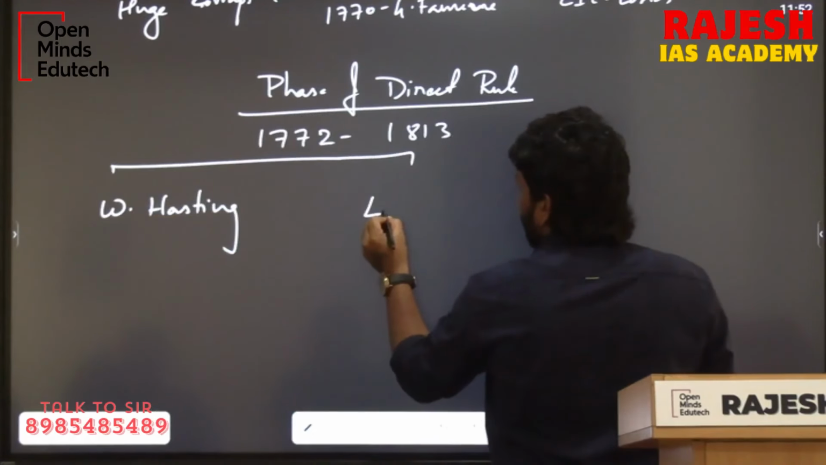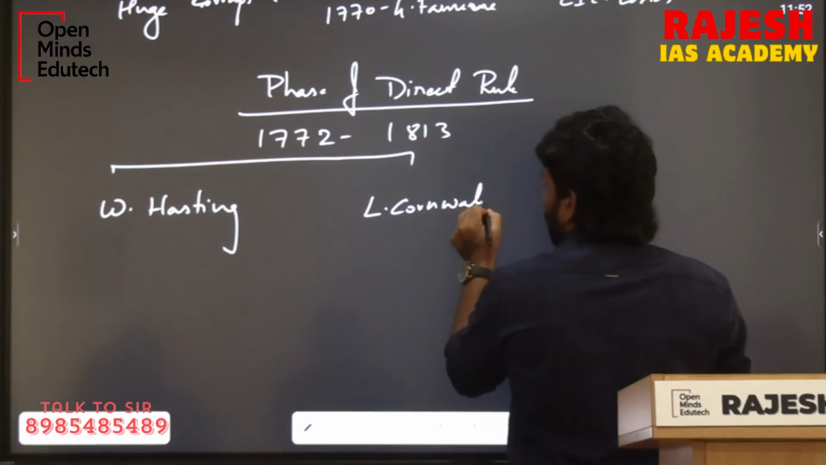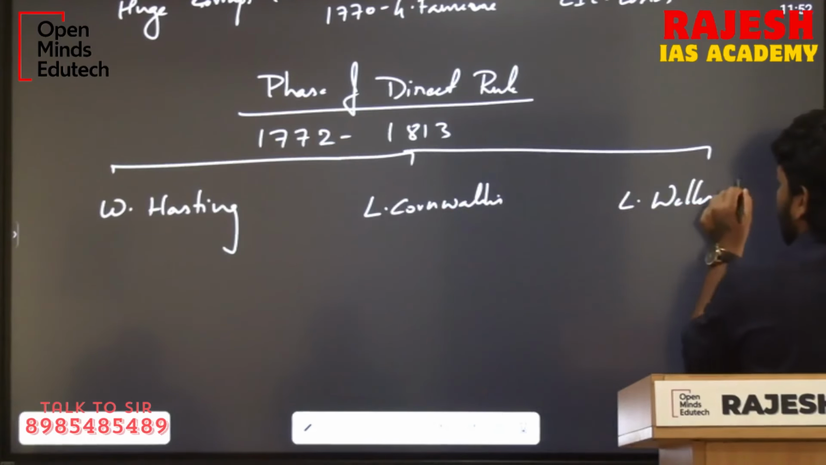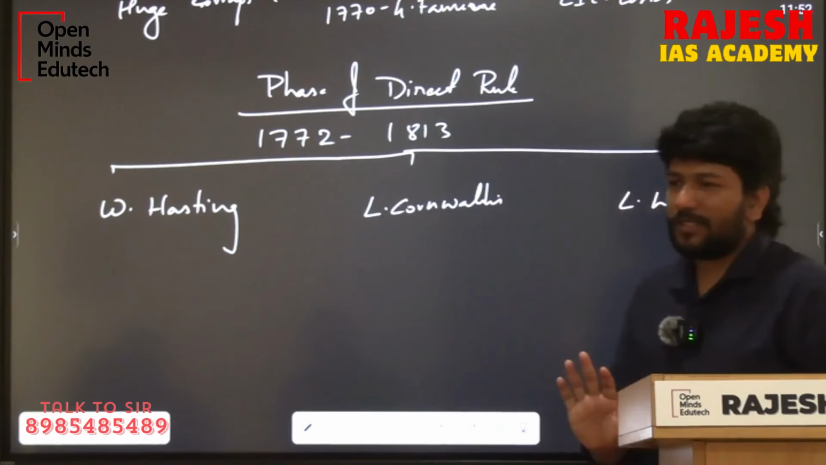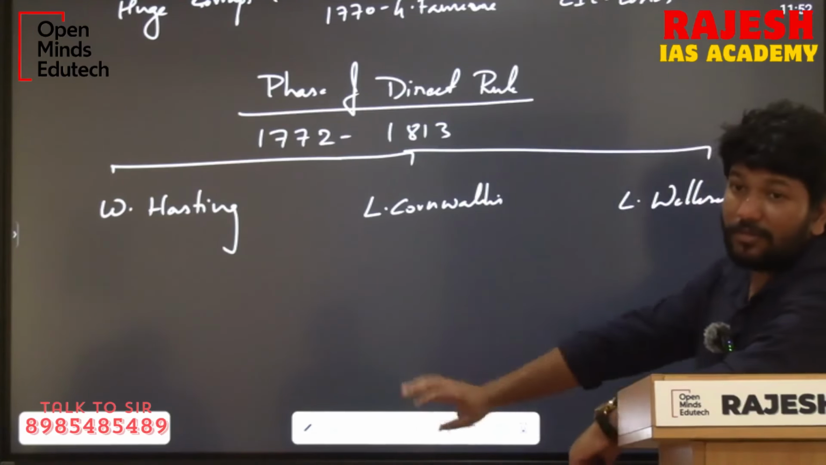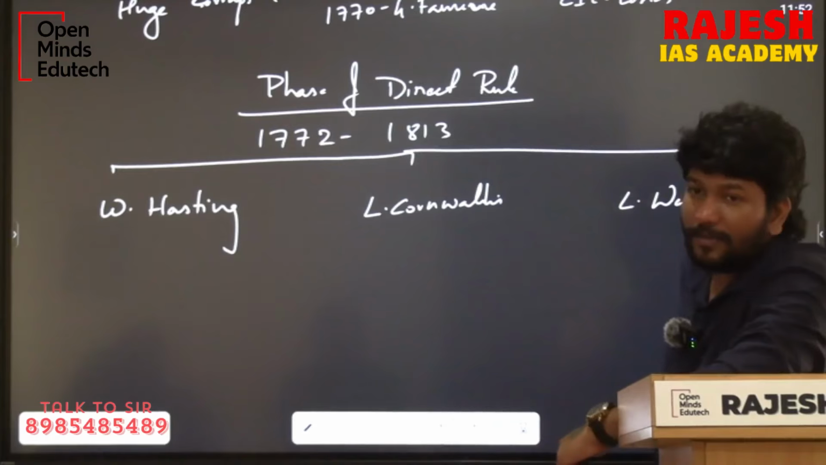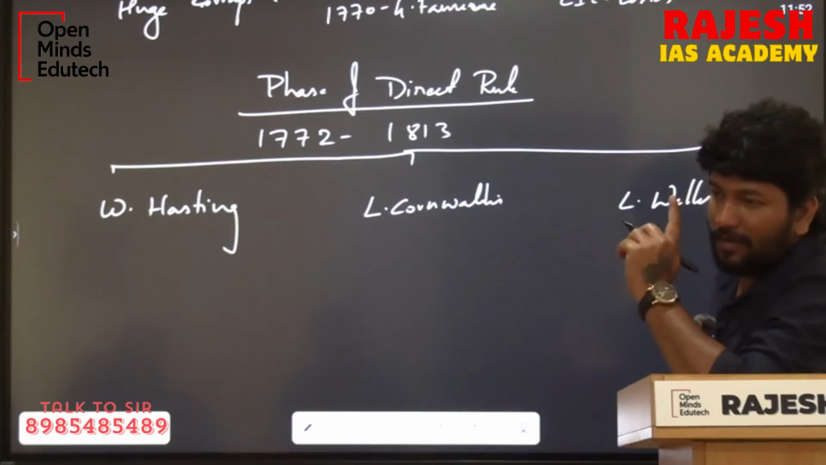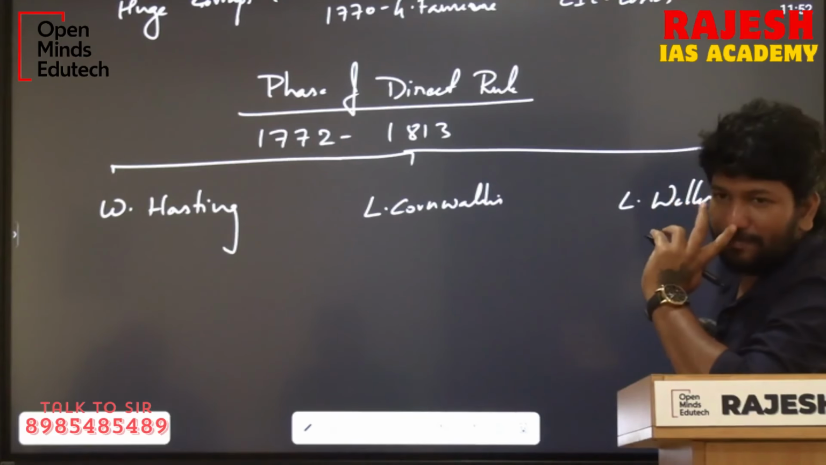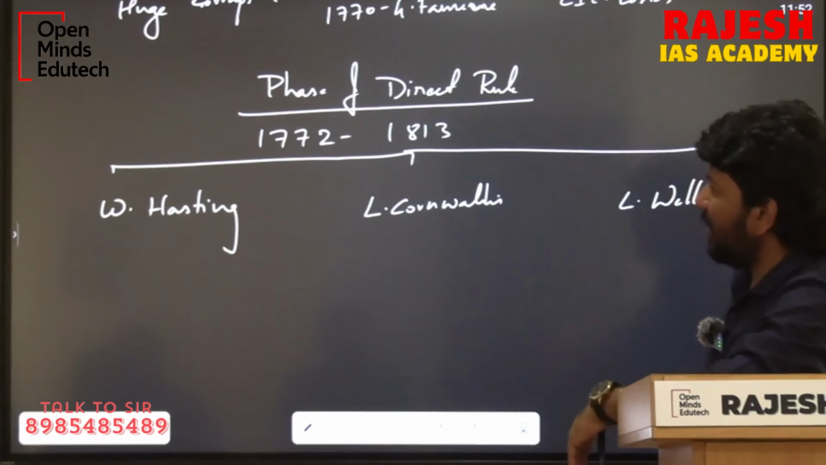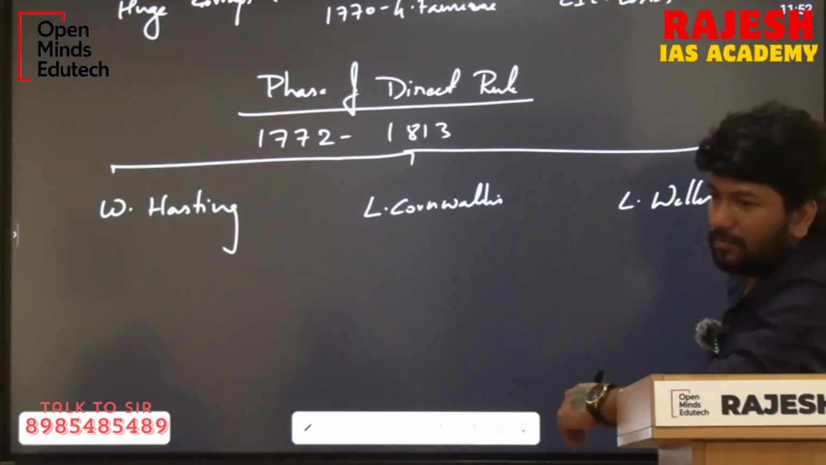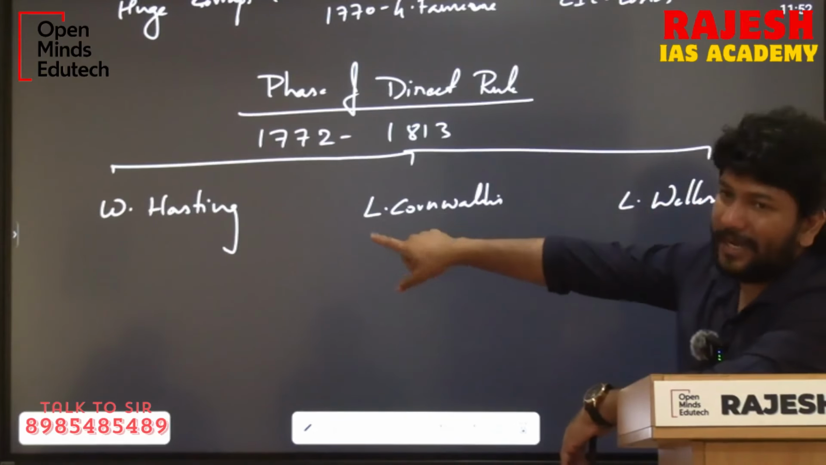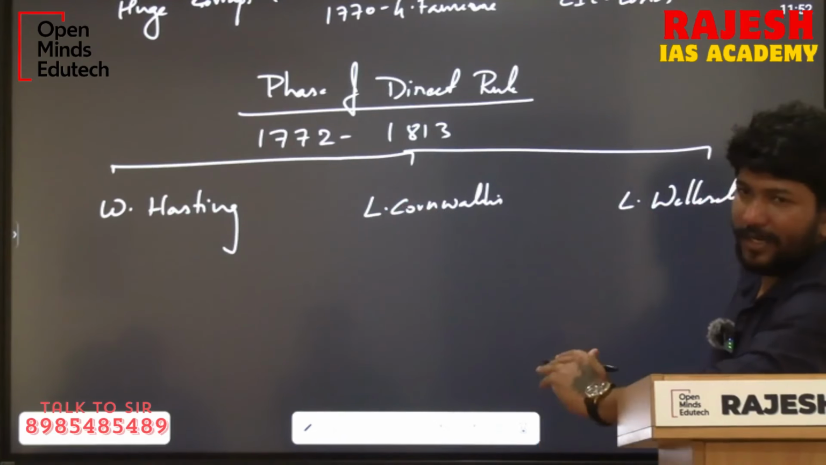Warren Hastings, Lord Cornwallis, Lord Wellesley. These three Governor Generals, if you remember, the administration. First one, Robert Clive. Okay. After Robert Clive, Warren Hastings came. The direct administration starts from him, because he ended the indirect rule. He ended the indirect rule.